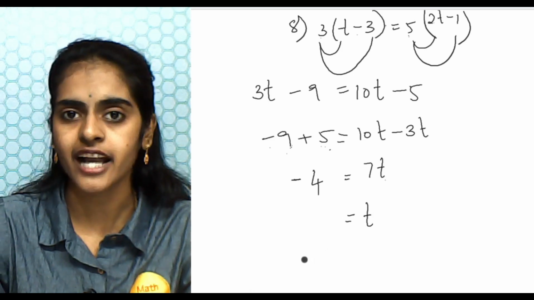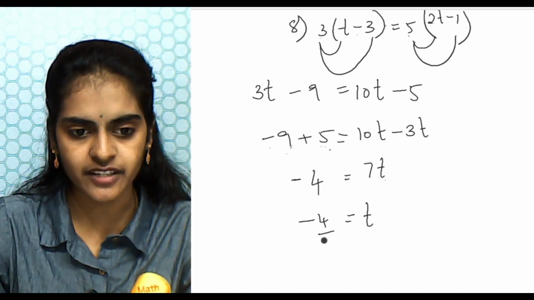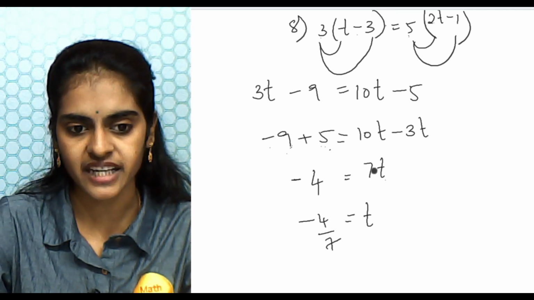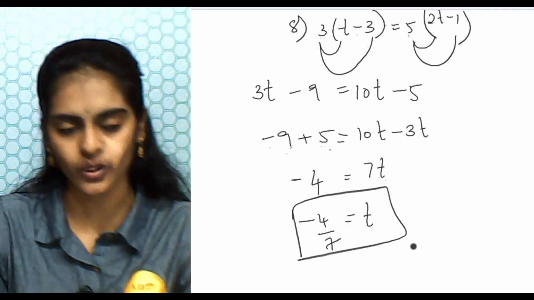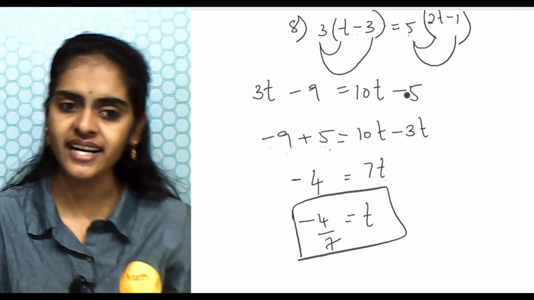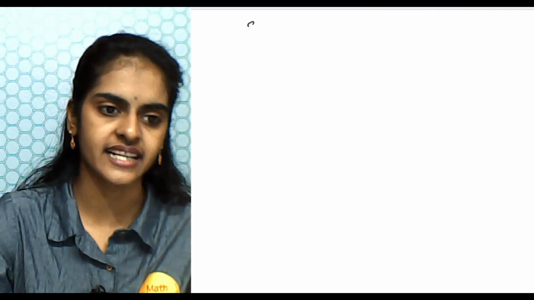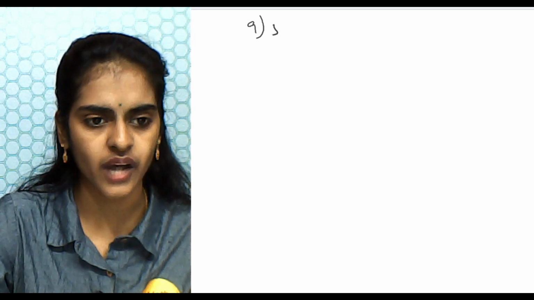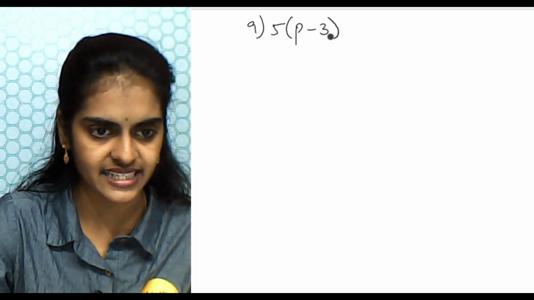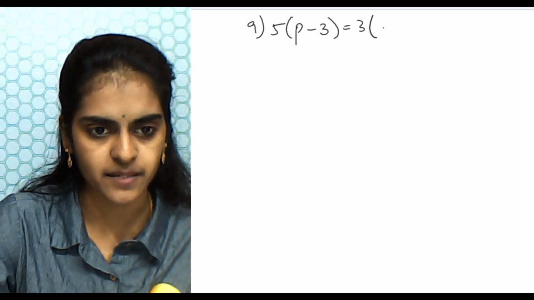How will I get the t value? So simply send 7 to the other side. Here it is in multiplication, going to the other side becomes division. Okay, so t is minus 4 by 7. Clear? Yeah, next problem. So you have 5 multiplied by p minus 3 is equal to 3 multiplied by p minus 2.